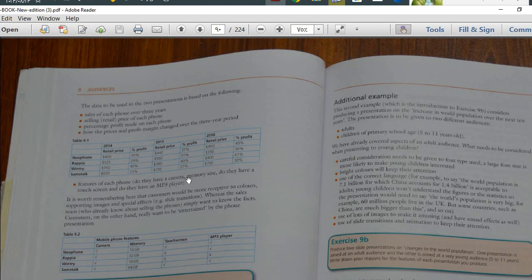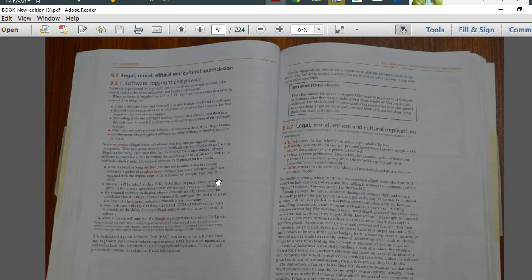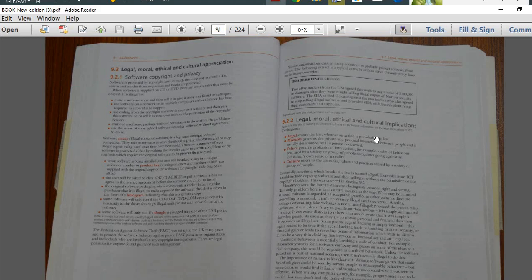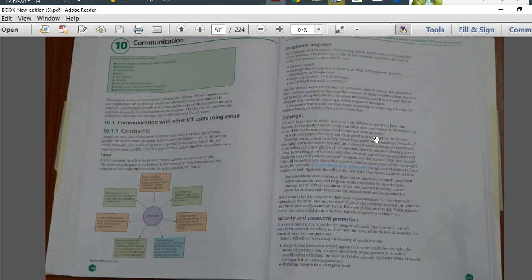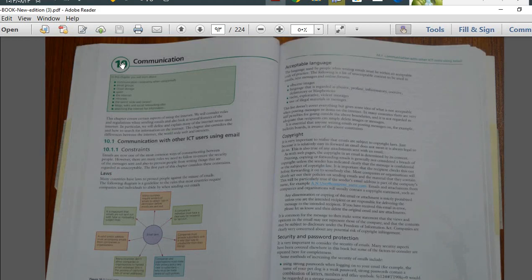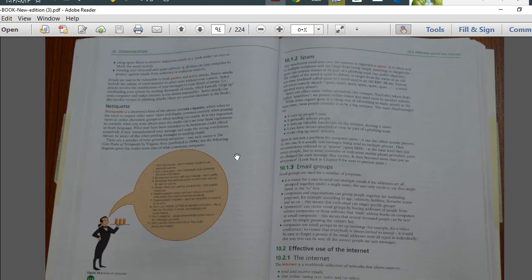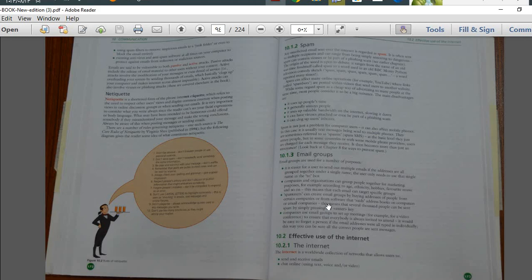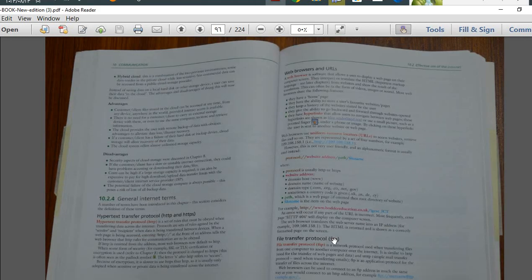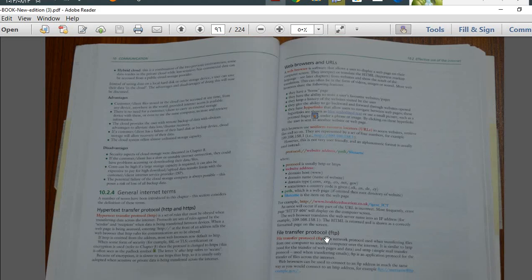In chapter 9, we will talk about audience applications, additional examples also, the legal, moral, ethical and cultural implications. Now, in chapter 10, we will talk about communication with other ICT users using email. We will teach you about using email, effective use of the internet, how we use the internet perfectly.